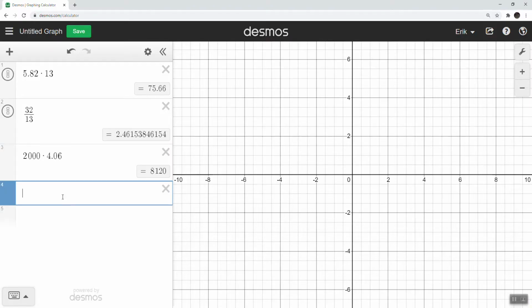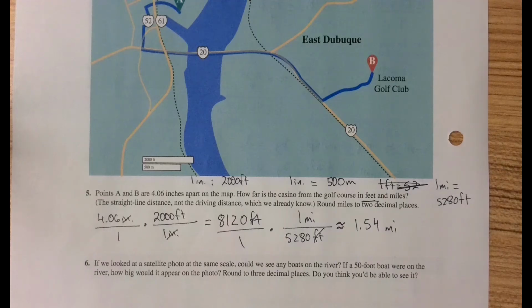So again, let's jump to Desmos. We're going to do 8,120 feet divided by 5,280 feet. And we're left with approximately, we said 2 decimals, 1.54 miles. Now, you may be asking yourselves, how did you know that 1 mile equals 5,280 feet?